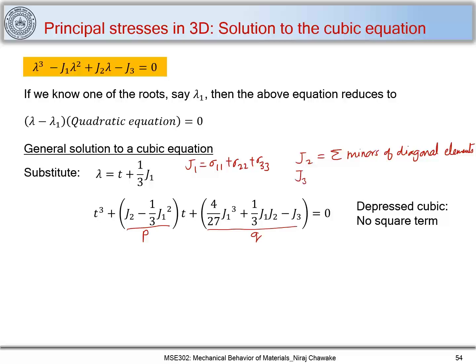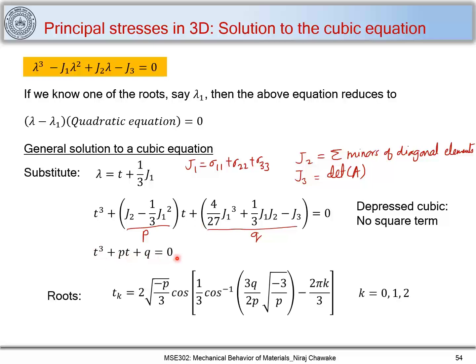And J3 is nothing but the determinant of A. Okay, so we have seen this in the earlier slide. Now I can write this equation in this form: t cube plus pt plus q equal to 0. Now t_k, I can find out the roots of this equation using this relation, where k takes the values 0, 1 and 2. You should be careful that k is starting from 0, 1 and 2. So now I get three roots, t0, t1 and t2.